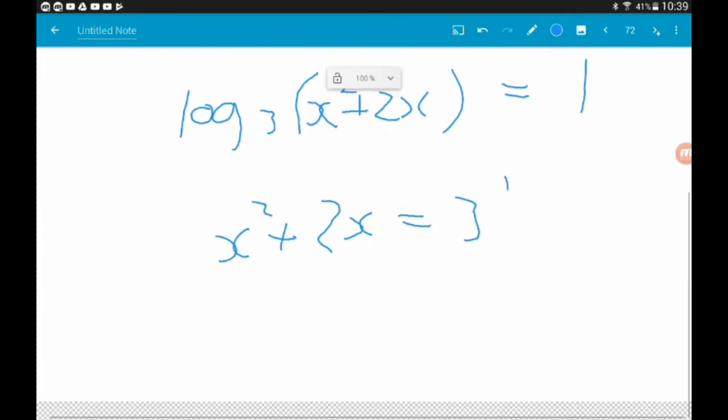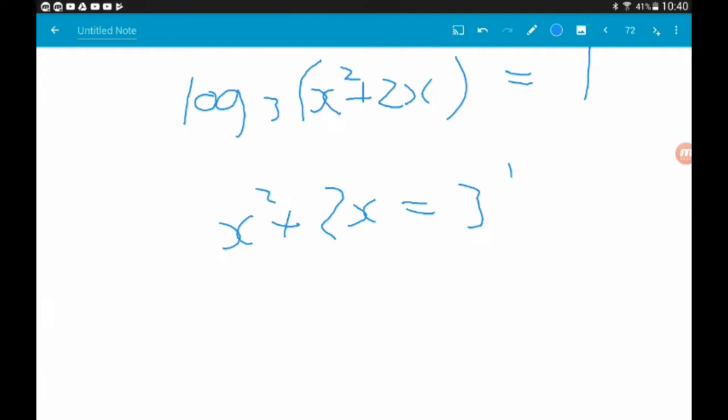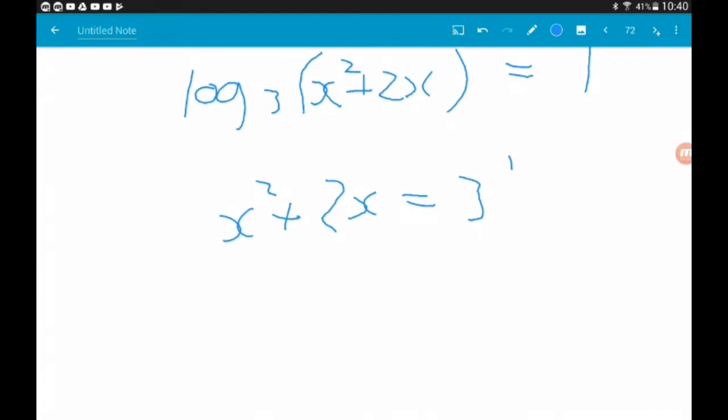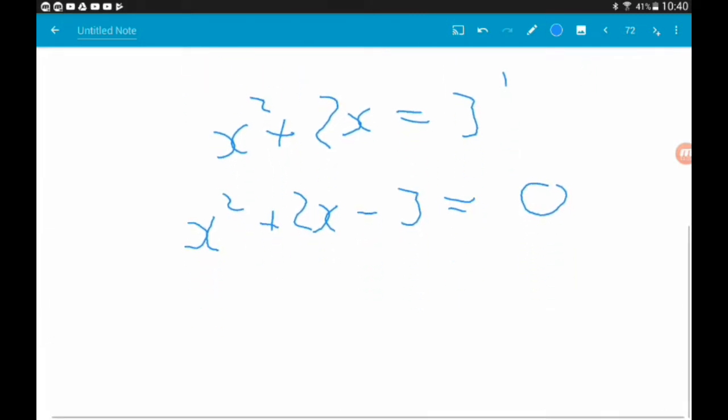So what we've got here now is a quadratic. We've got x^2 + 2x on the left is equal to 3 on the right. So now we're just solving a nice normal quadratic. We need to get that 3 over on the left, so we've got x^2 + 2x - 3 is equal to 0. Then we can factorise this guy quite nicely.